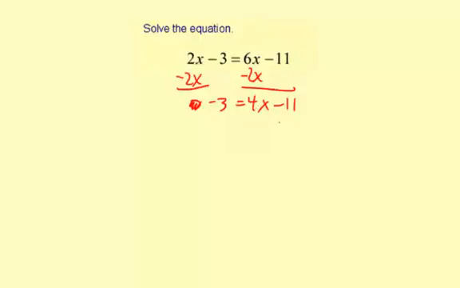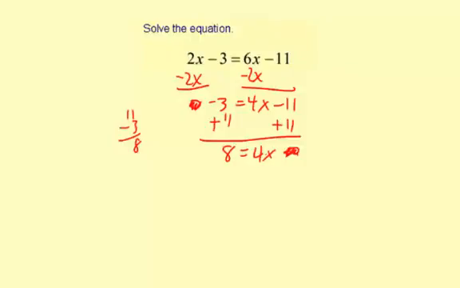Okay, now I want the x term by itself. I'm going to add 11 to both sides. So negative 3 plus 11, that's the same as 11 minus 3, which is 8. So you're going to get 8 here on the left equals 4x on the right. And the negative 11 plus 11 makes 0. And again, you don't need to write the 0.